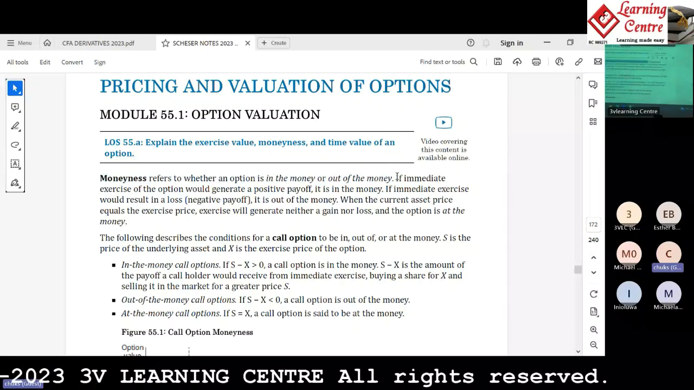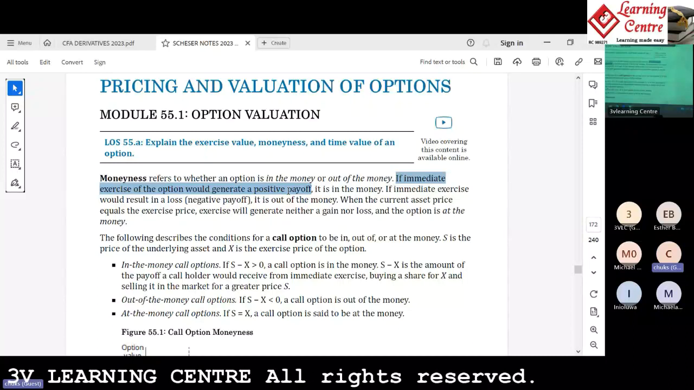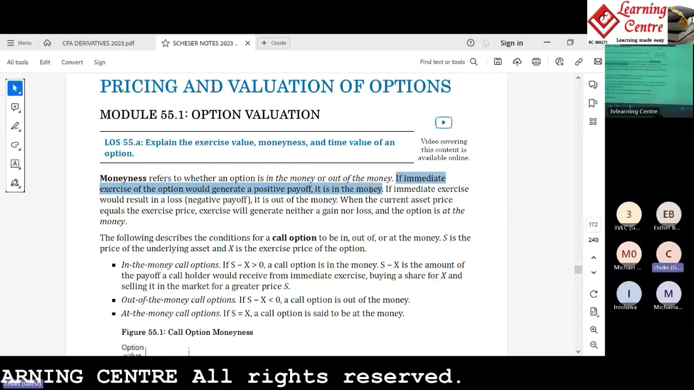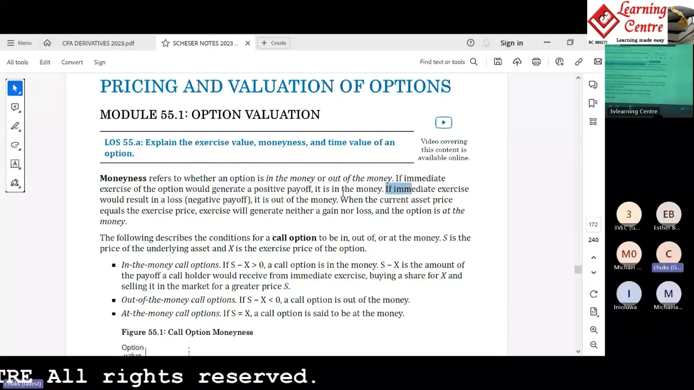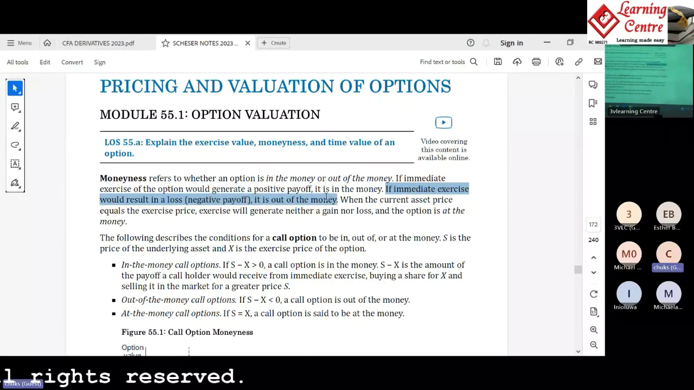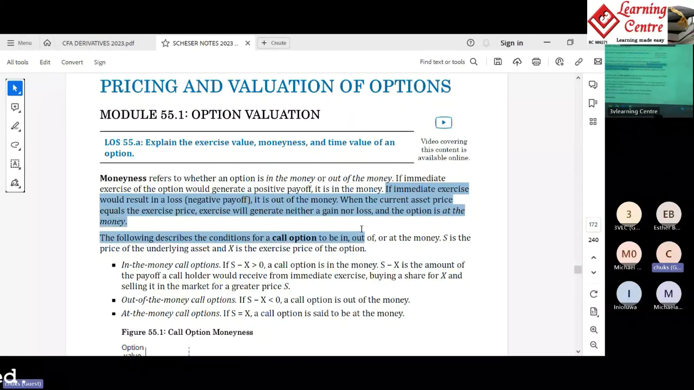Okay? If immediate exercise of the option will generate a positive payoff, it is in the money, which is what we have said. If immediate exercise will result in a loss, it is out of the money. When the current asset price equals the exercise price, exercise will generate neither a gain nor a loss, and the option is at the money.